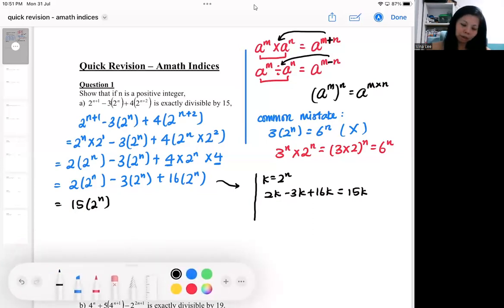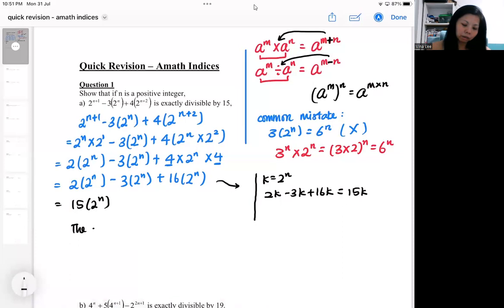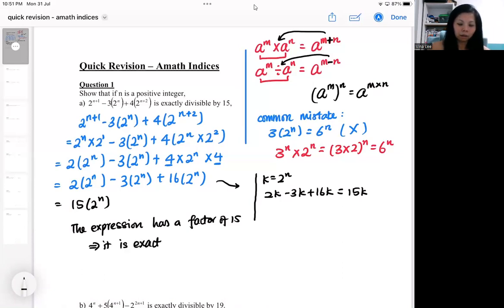So what you can explain is the expression has a factor of 15. Therefore, it is exactly divisible by 15.